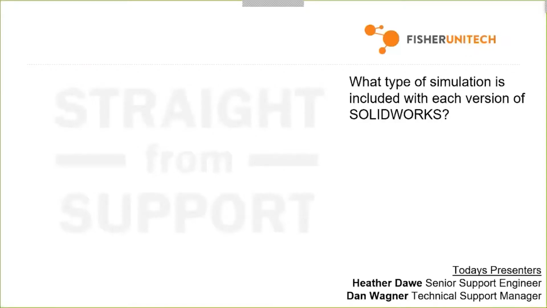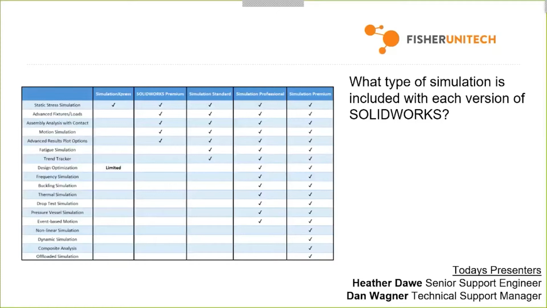And with that, we are going to get jumping into our first topic, which is what type of simulation is included in each version of SOLIDWORKS. So I'm going to go through and just explain what type of simulation you get when you purchase the different SOLIDWORKS packages and even the different SOLIDWORKS simulation packages. So commonly we know we get a little bit of simulation basically with everything. So we're going to just go through this chart and then I'm going to explain what all of this means.